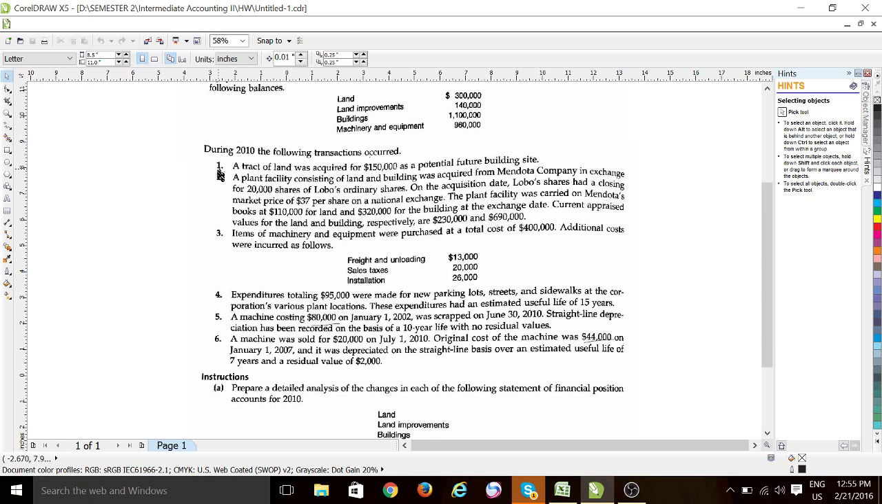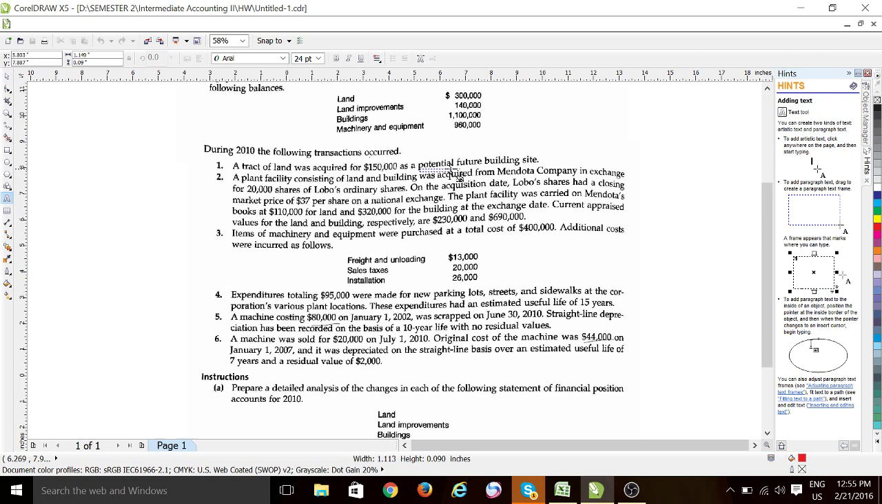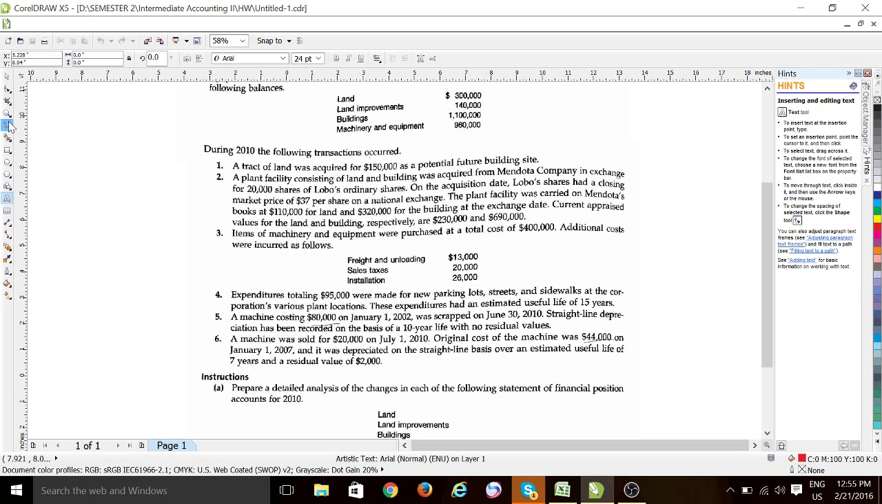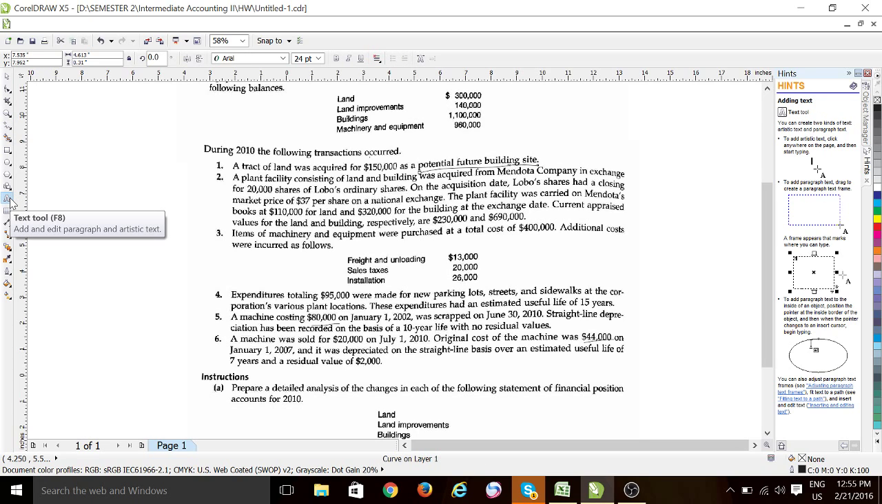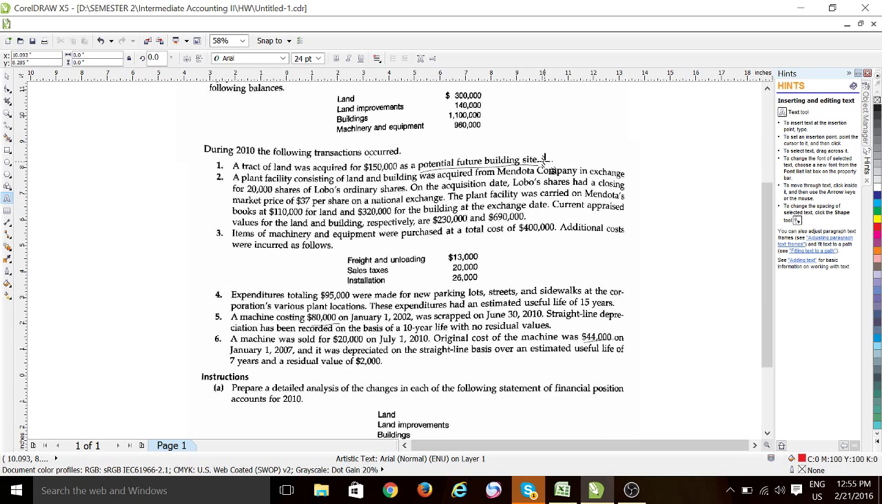Let's begin with the first one. The first one is that Lobos Corporation acquired a land costing $150,000 as a potential future building site. This is important to note because acting as a potential building site makes it an investment. So this is not going to affect the analysis for the land account. Instead, it is going to be in the investment for land account.